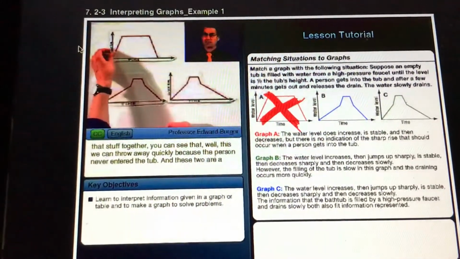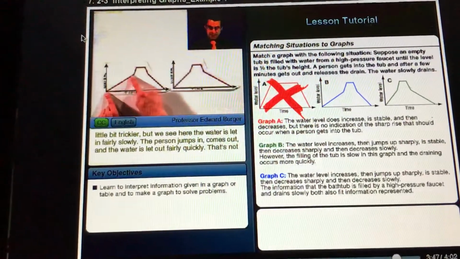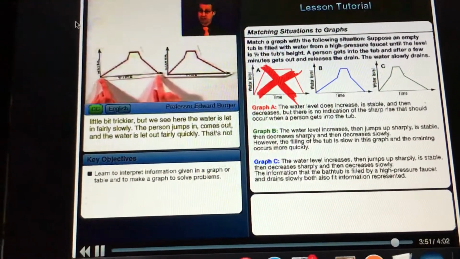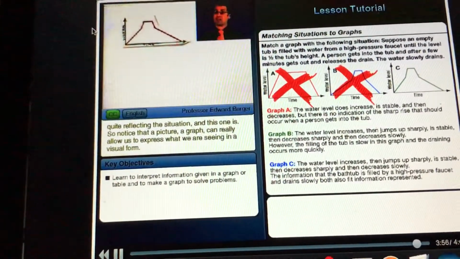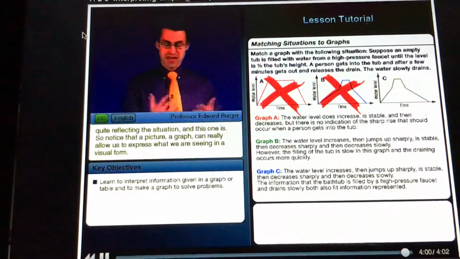because the person never entered the tub. And these two are a little bit more tricky, but we see here the water is let in fairly slowly. Person jumps in, comes out, and the water is let out fairly quickly. That's not quite reflecting the situation, and this one is. So notice that a picture, a graph, can really allow us to express what we're seeing in a visual form.